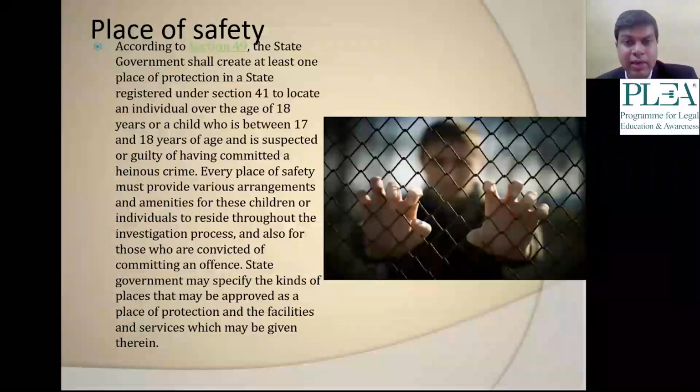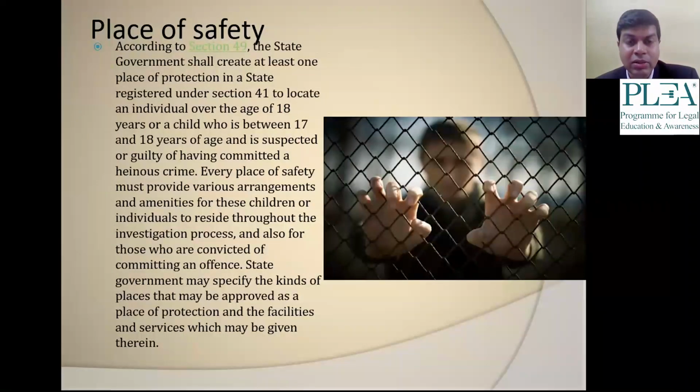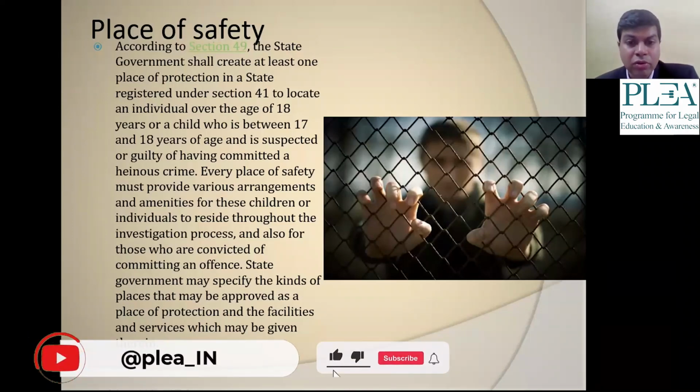So according to section 49, the state government shall create at least one place of protection in a state registered under section 41 to locate an individual over the age of 18 years or a child who is between 17 and 18 of age and is suspected or guilty of having committed a heinous crime. So every place of safety must be provided various arrangements and amenities for these children or individuals to reside throughout the investigation process, and also for those who are convicted of committing an offense.